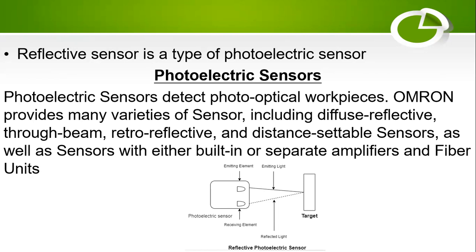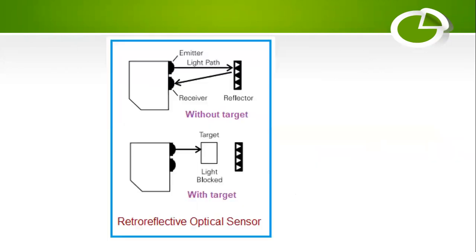Here we can see the parts: emitting element, emitting light, and the receiving element. Next, here is the retroreflective optical sensor without a target and with a target. Without a target, it receives light back from the reflector. With a target, the light is blocked by the target.